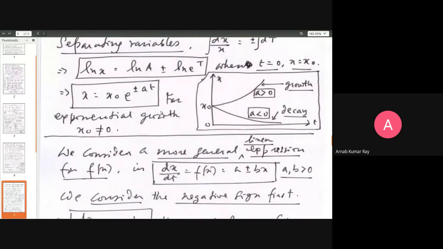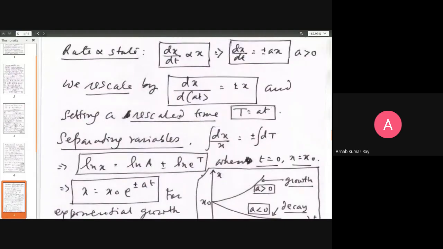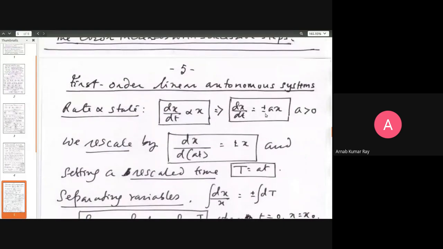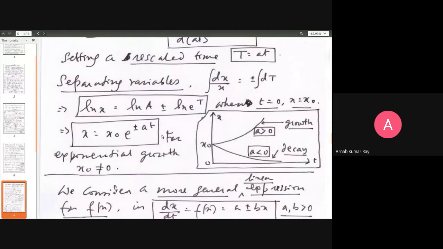As soon as you have an exponential kind of a situation, if you have a plus sign, you have exponential growth. If you have a minus sign, you have exponential decay. Whatever you do, you have to be very careful that the initial value must not be 0. If it is 0, then you're going nowhere. Why do you think that is happening? Because this is the equation that is growing in a geometric form.